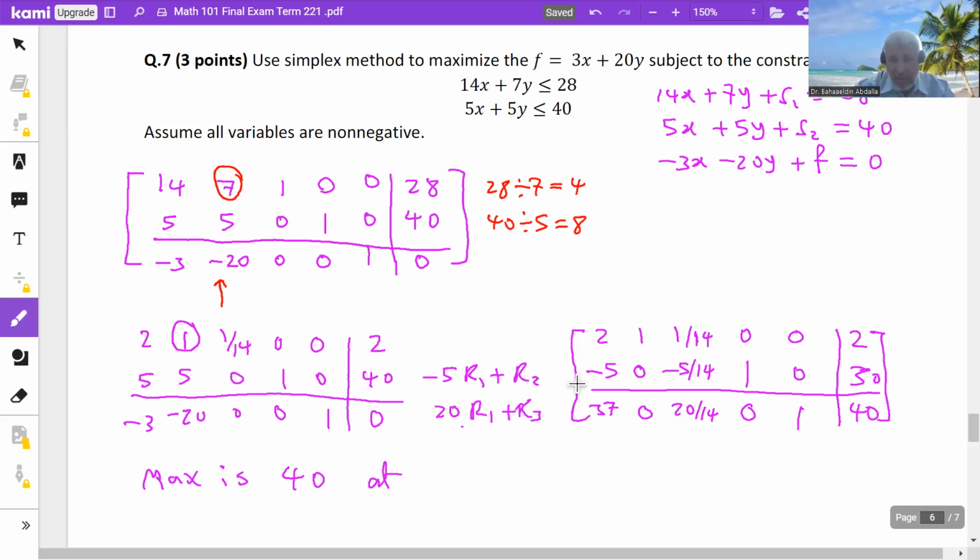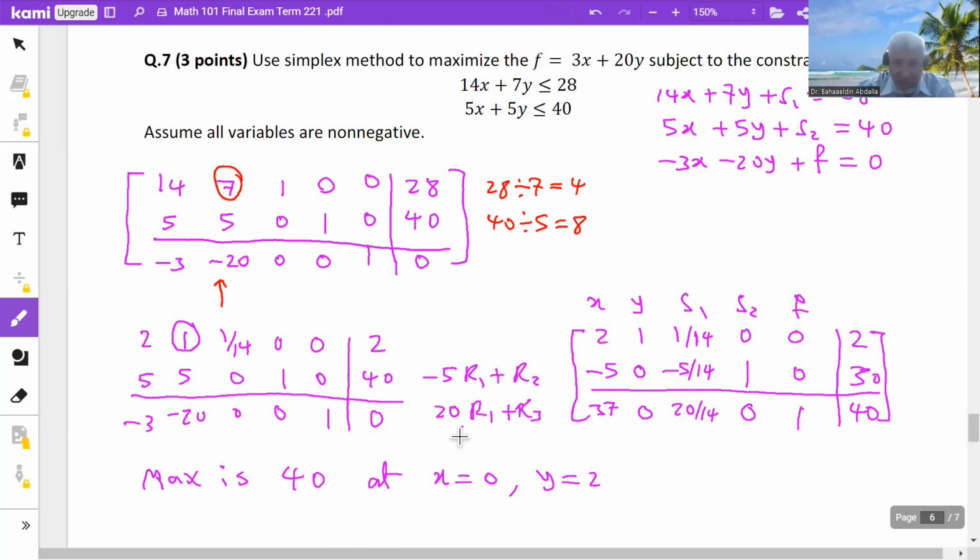And now remember these are the values of X, Y. This is S1, S2, and this is F. So these numbers are given for ones. So Y has 1, 0, 0. So the value of Y here is 2. So Y is 2. X doesn't have 1, 0, 0, so it would be 0. S1 here would also be 0, but S2 would be 30. But we need the values of X and Y. So the maximum is 40 when X is 0 and Y is 2.